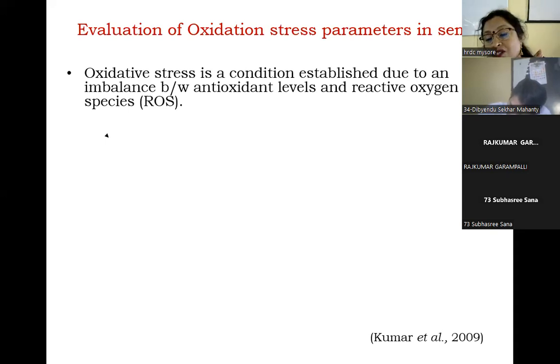So together they cause oxidative stress. You must have heard about oxidative stress. Oxidative stress is associated with all kinds of health issues. For anything, they correlate with oxidative stress, not only physical health, even mental health is also associated with oxidative stress. So oxidative stress is a condition established due to an imbalance between antioxidant level and reactive oxygen species. So more of reactive oxygen species, reactive nitrogen species, hydrogen species, together they cause oxidative stress.